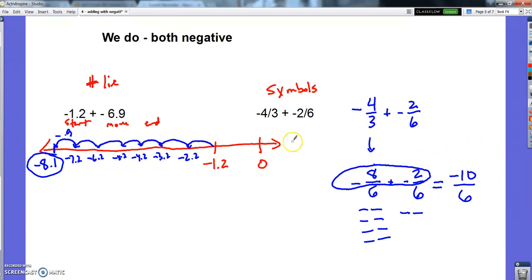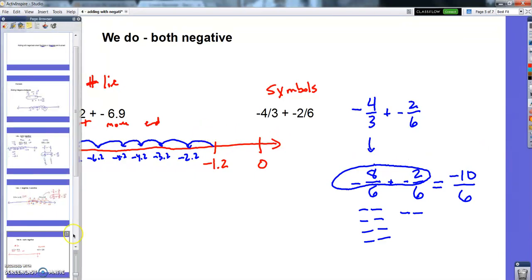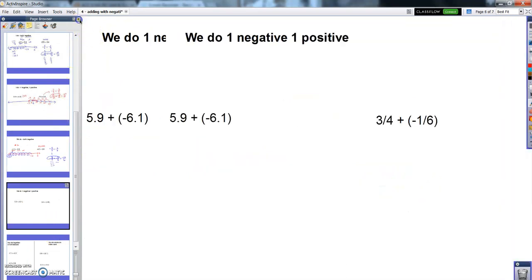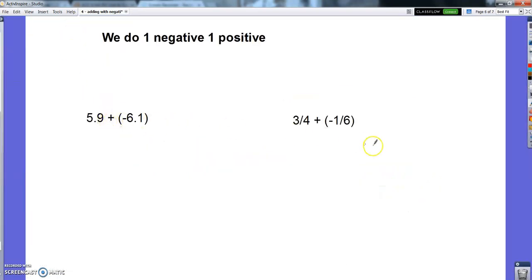All right. Let's do some 1 positive and 1 negative examples. Again, I think those are tougher on the decimals, not necessarily tougher on the fractions, just because of the crossing 0 issue. Should work fine. Okay. So here we go.